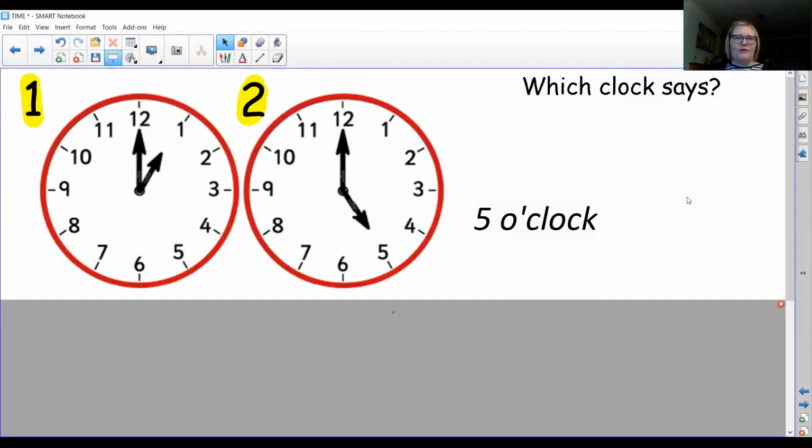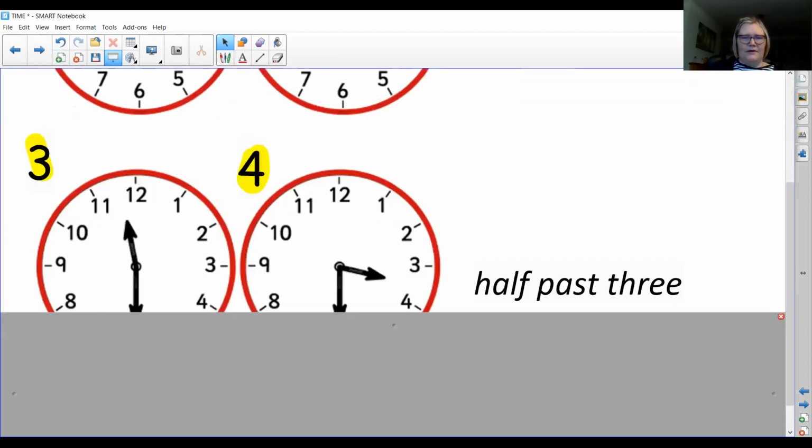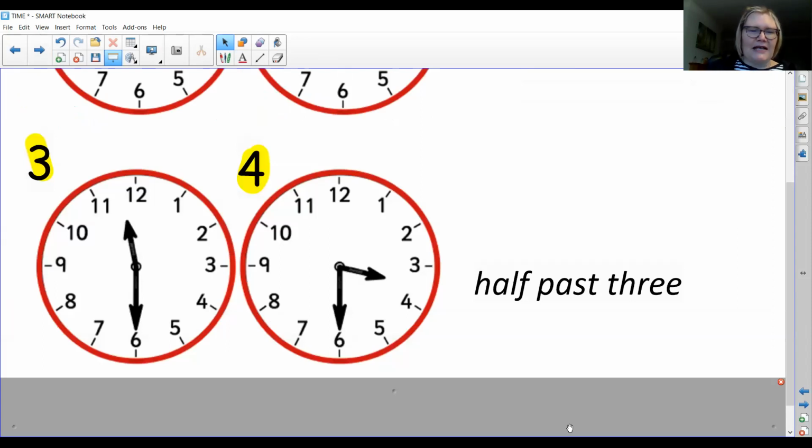Right, children, so we're going to move on to this. I want you to call out which clock says 5 o'clock. Yeah, number 2. Which one says 3:30? So look carefully, look at the hour hand. Yeah, it has to be this number 4, because the hour hand, you can see it's halfway between 3 and 4. Okay, so it's gone past 3 o'clock, hasn't it? So it's number 4, this one.